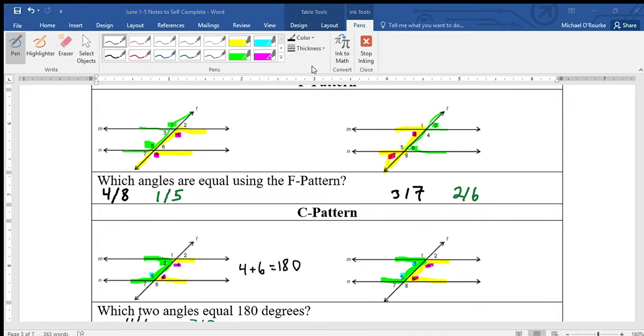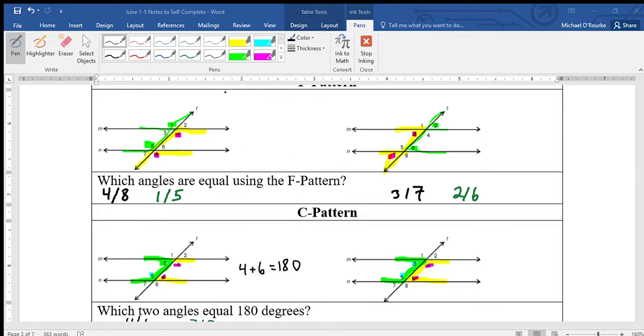This one here, we're using F pattern again, but you kind of have to use your imagination to see that the F is upside down. So therefore, our X is 50 because of the F pattern. Now let's get into the fun stuff. Let's figure out all these guys.